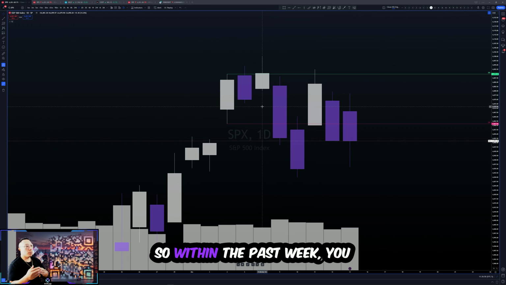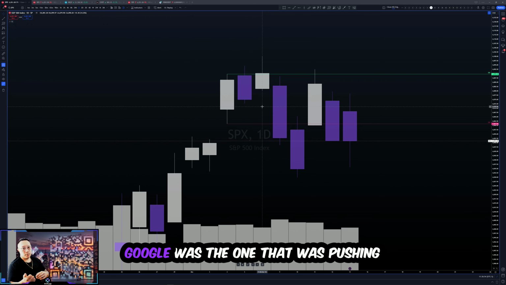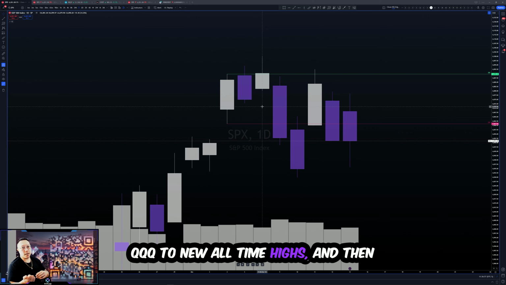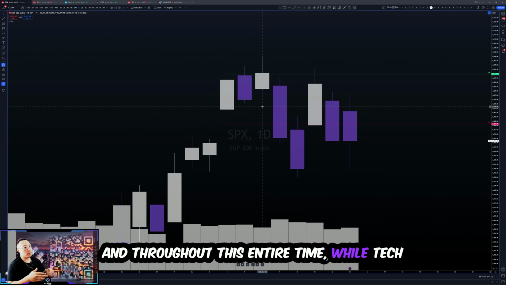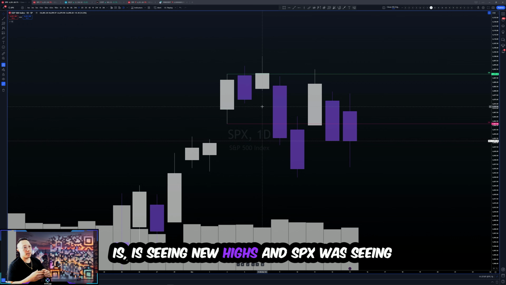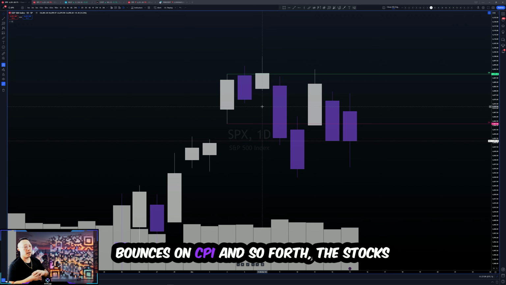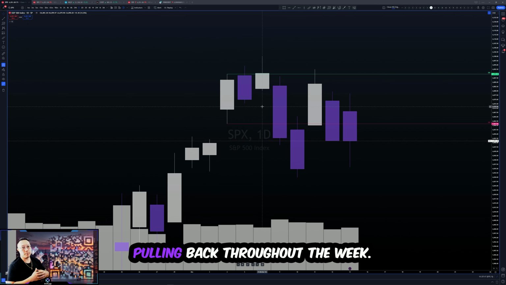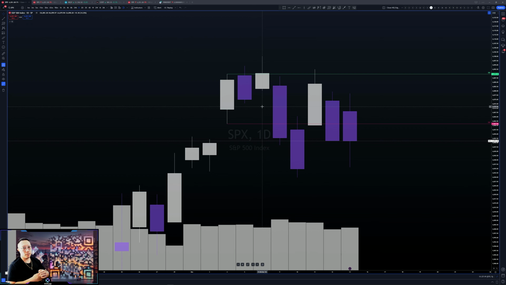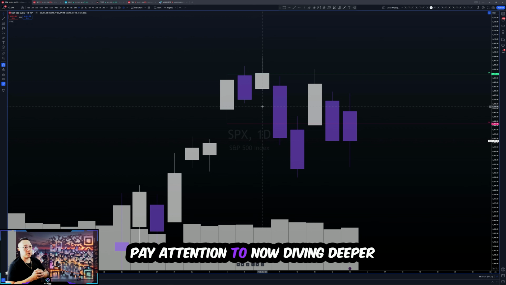Okay, so within the past week, you saw the exact same thing. Google was the one that was pushing Qs to new all-time highs. And then it was AVGO and also Tesla this week. Okay. We are being held up by a handful of names. And throughout this entire time, while tech is seeing new highs and SPX was seeing bounces on CPI and so forth, the stocks under the hood on SPX were continuously pulling back throughout the week.